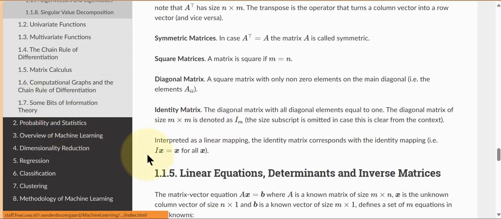And we know that when you take any matrix and you multiply it times the identity, you get the same original matrix back again. The identity matrix is the matrix which doesn't change the given matrix when you multiply the given matrix times the identity.